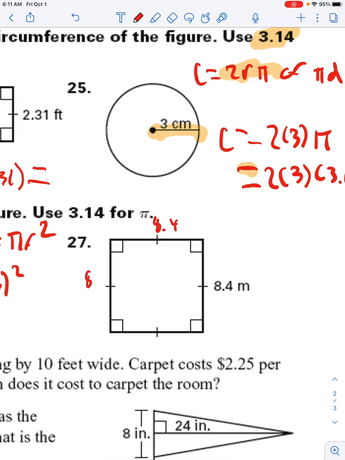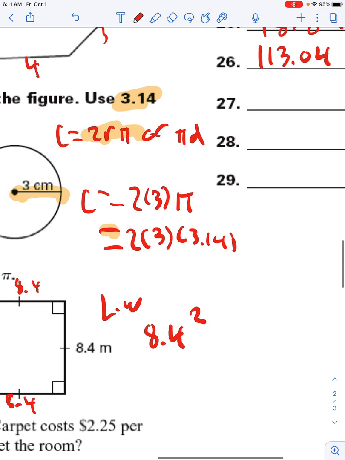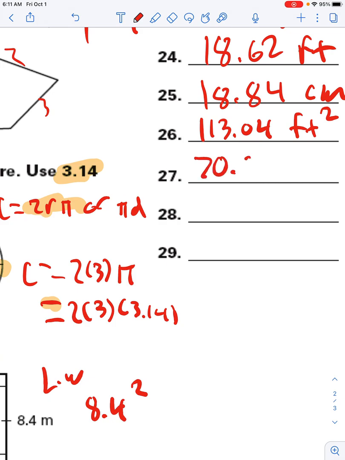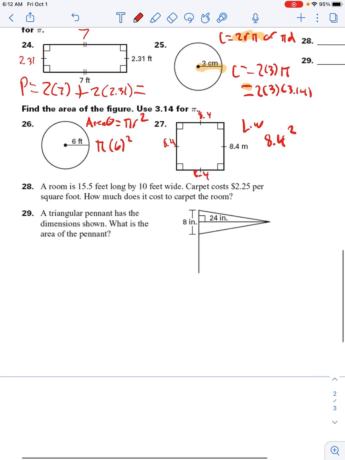This is a square, which means all the sides are the same. So to find it, I just do length times width, which is going to be 8.4 times 8.4, or 8.4 squared. And that's going to give me 70.56 meters squared.